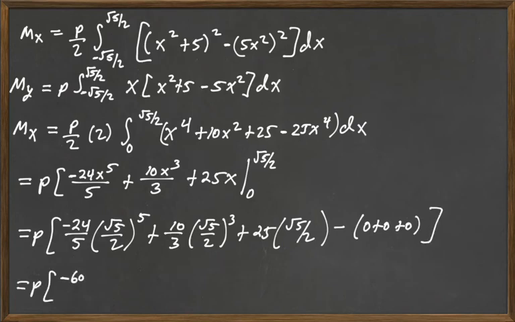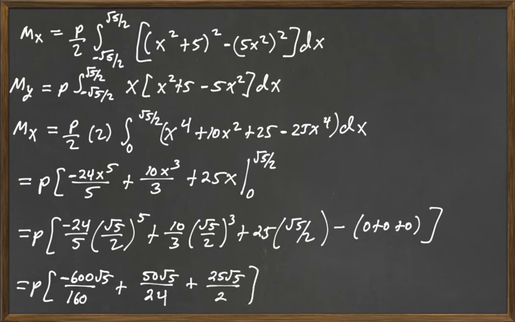Okay, so this is going to be negative 600 root 5 over 160 plus 50 root 5 over 24 plus 25 root 5 all over 2. The common denominator here is going to be 480, so I went ahead and did the calculations of getting them with a common denominator of 480. And so that's going to give us 5,200 rho root 5 all over 480. And then we could reduce, and that's going to give us 65 rho root 5 all over 6.